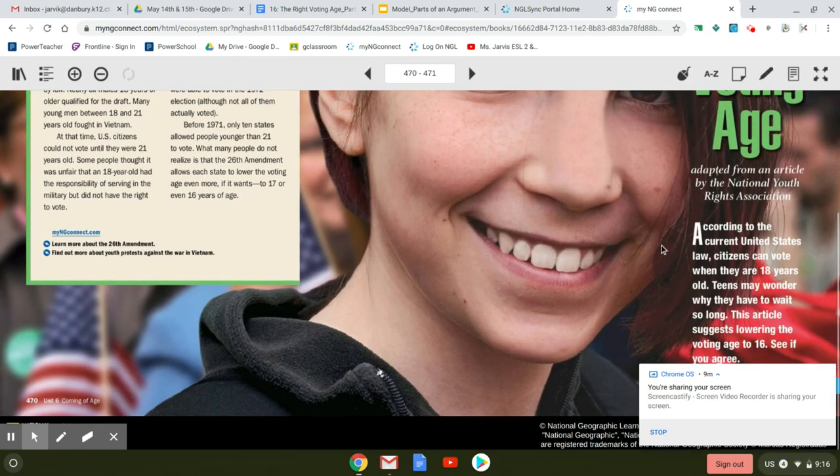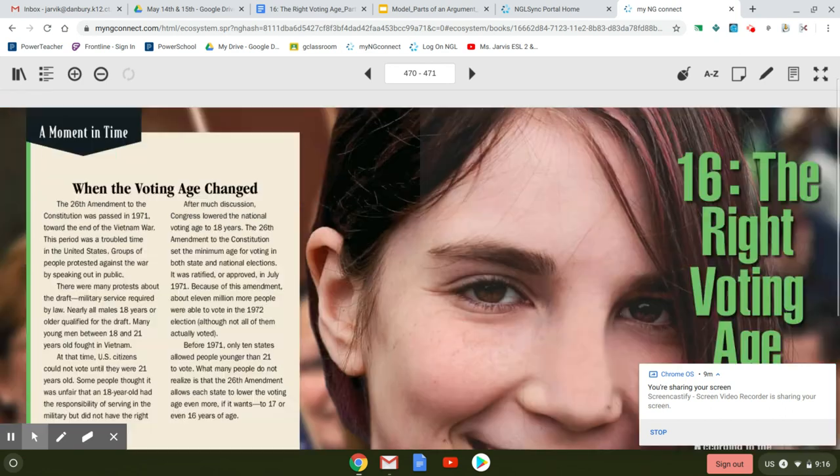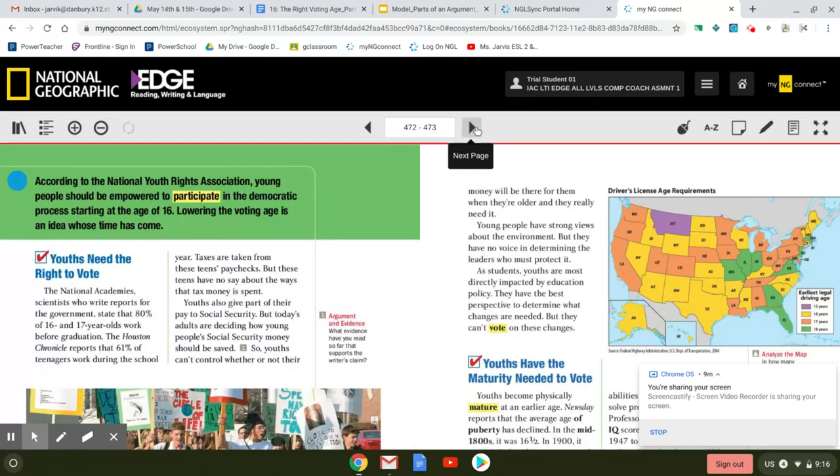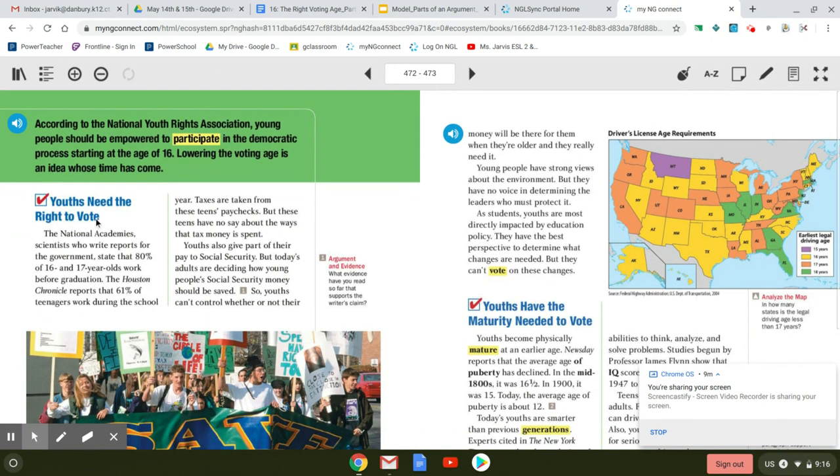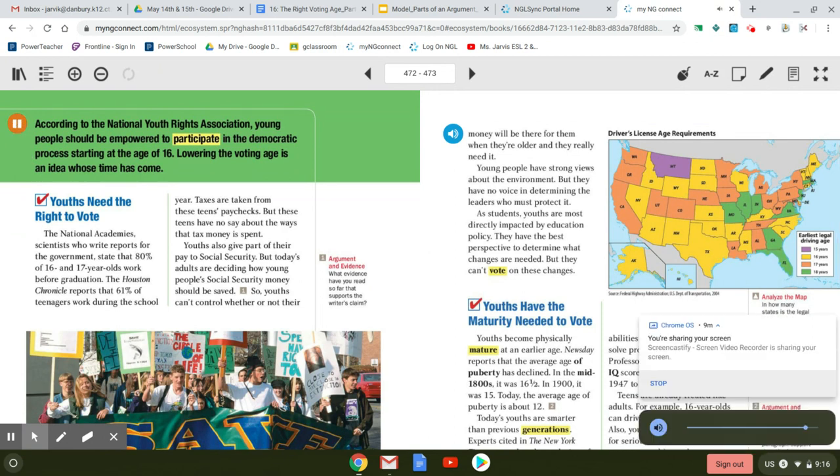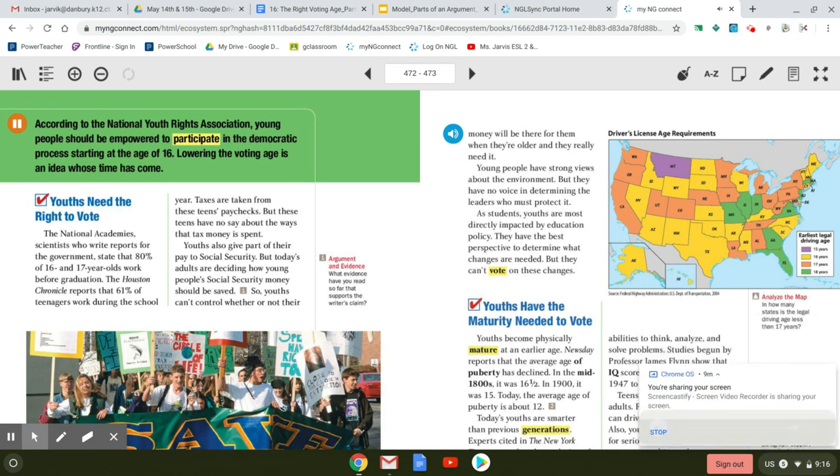According to United States law, citizens can vote when they are 18 years old. Teens may wonder why they have to wait so long. This article suggests lowering the voting age to 16. See if you agree. Let's look at this first section together. Youths need the right to vote. According to the National Youth Rights Association, young people should be empowered to participate in the democratic process starting at the age of 16. Lowering the voting age is an idea whose time has come.